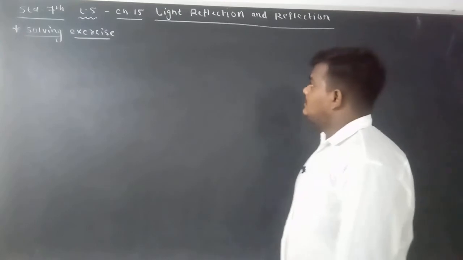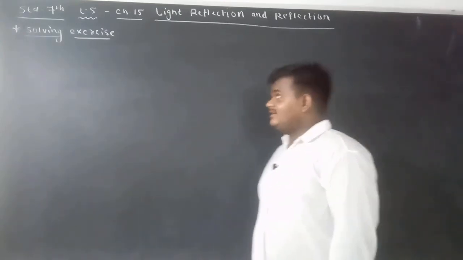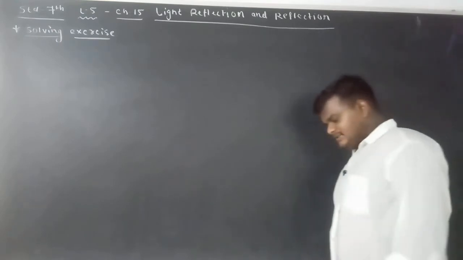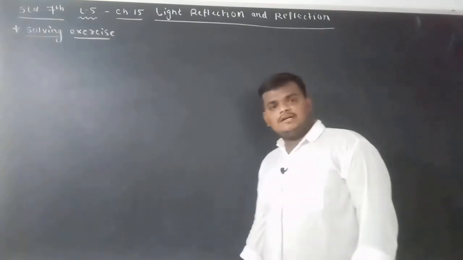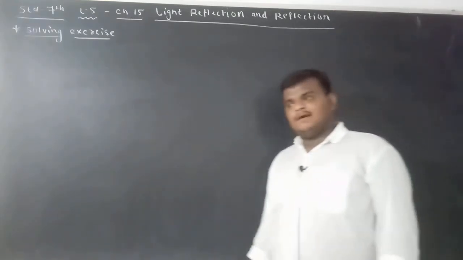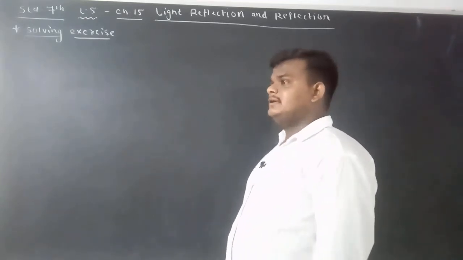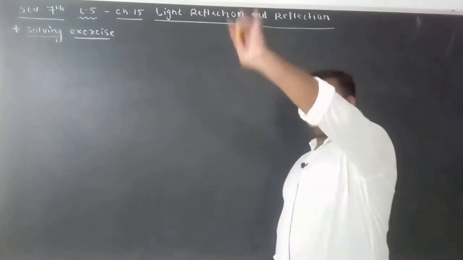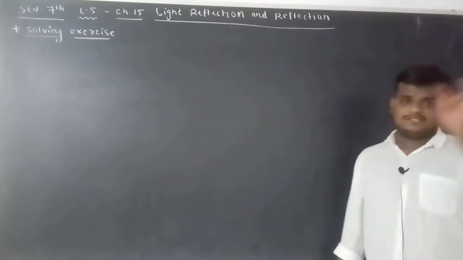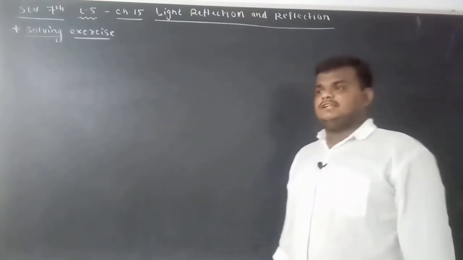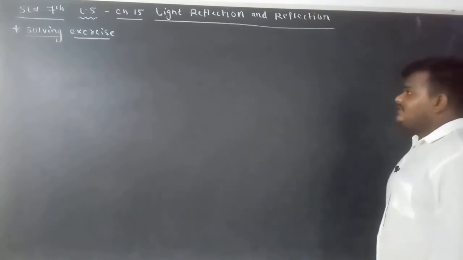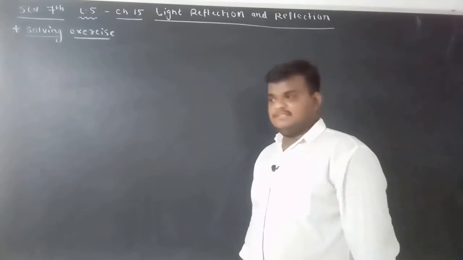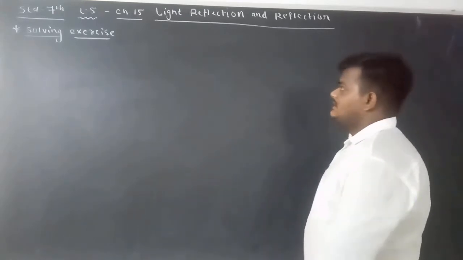Fifth lecture of standard 7 of subject science. So in the last lecture we had discussed the last topic of that chapter, and it is dispersion of light and rainbow formation. The mechanism of rainbow formation was discussed in the last lecture. In this lecture I am going to solve the exercise which is given in your textbook.